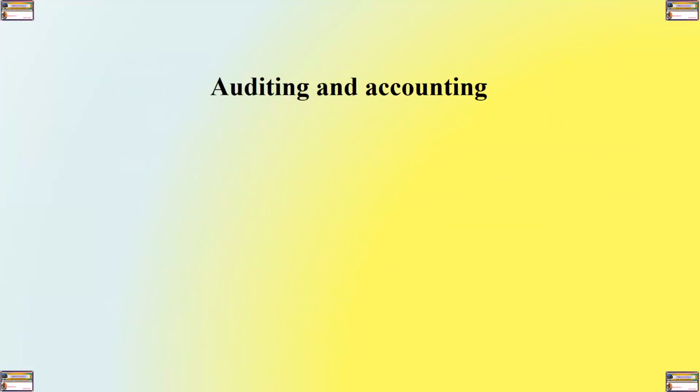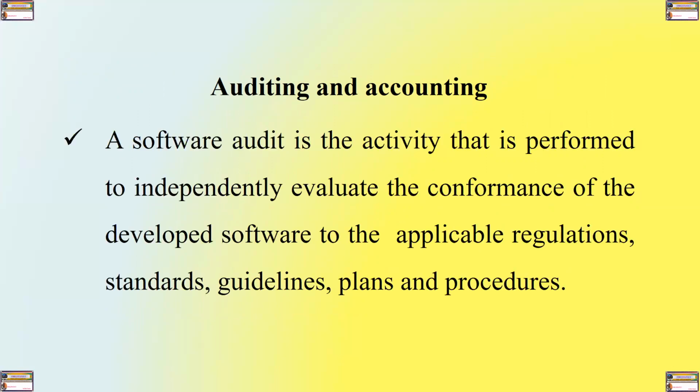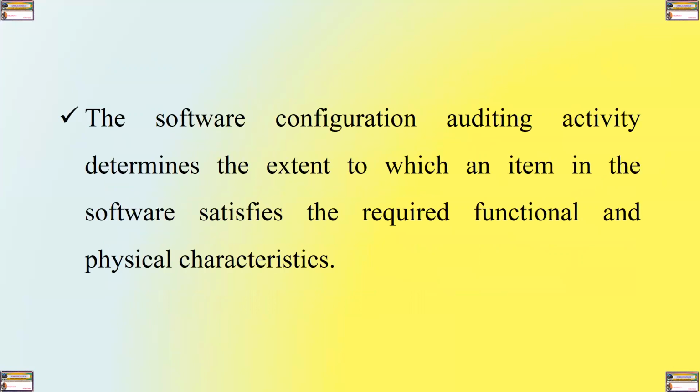Let's now look at auditing and accounting. A software audit is the activity that is performed to independently evaluate the conformance of the developed software to the applicable regulations, standards, guidelines, plans, and procedures. The software configuration auditing activity determines the extent to which an item in the software satisfies the required functional and physical characteristics.